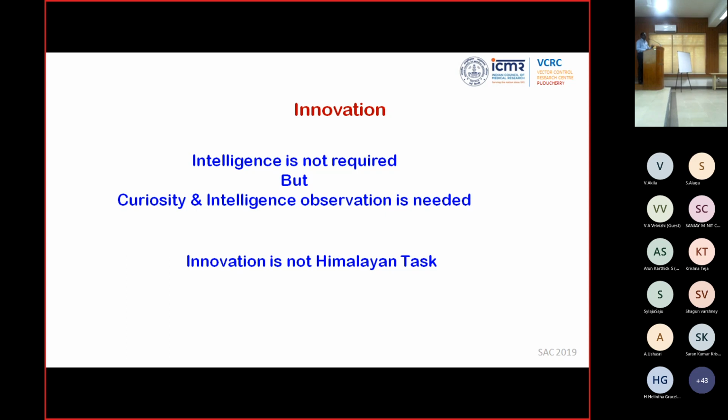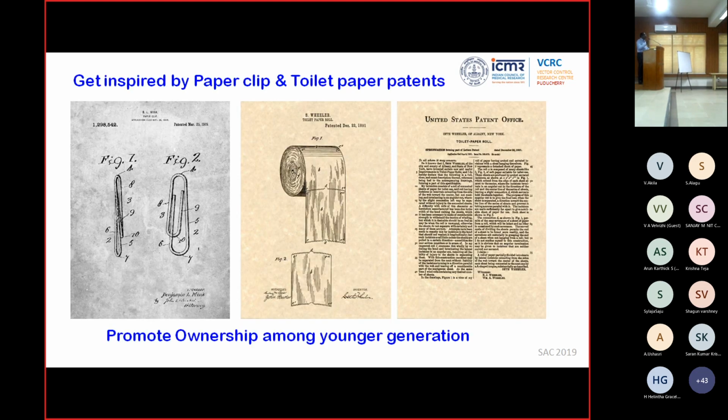And the product cannot be a huge product, or it can be a very simple product. You all know paper clips, you know. The paper clip was invented. It is a small wire which has been put into a structure. And they filed a patent 100 years back.